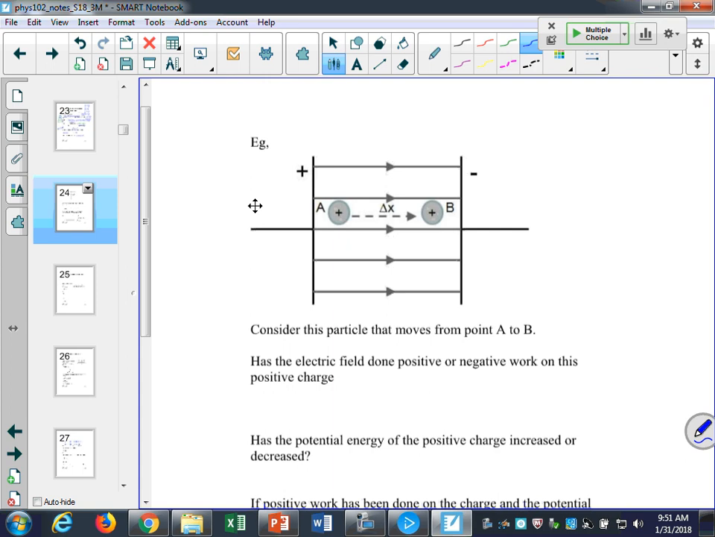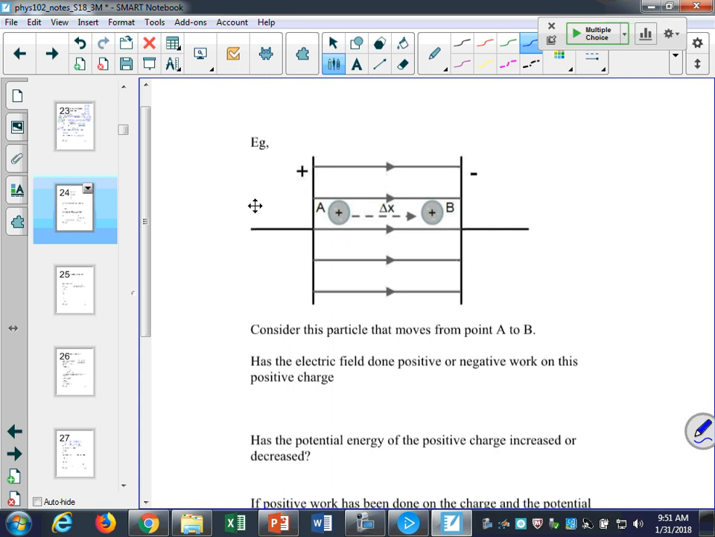So this is our positively charged side. This is our negatively charged side. My electric field lines run from the positive side to the negative side. Because I imagine if I have a positive charge here, it will be repelled from this side and attracted to this side. So the electric force is to the right, and so my electric field is also to the right.